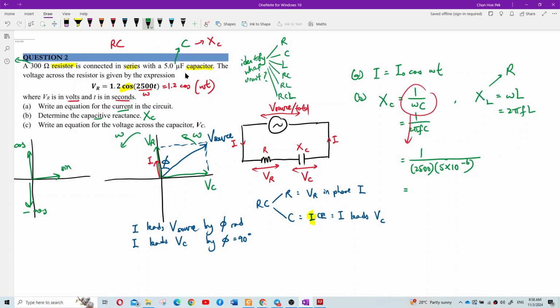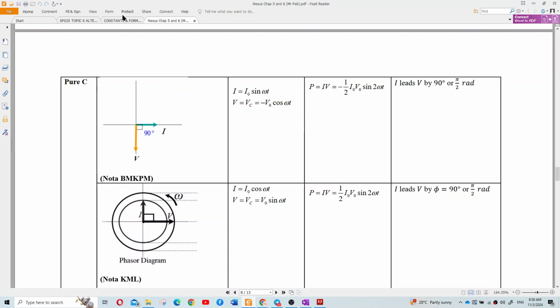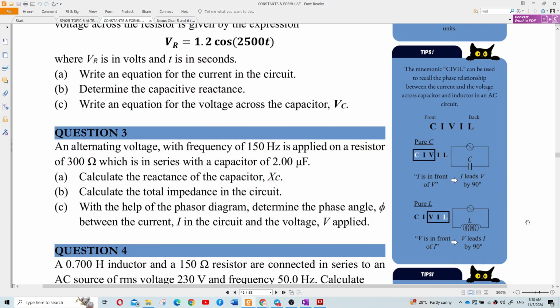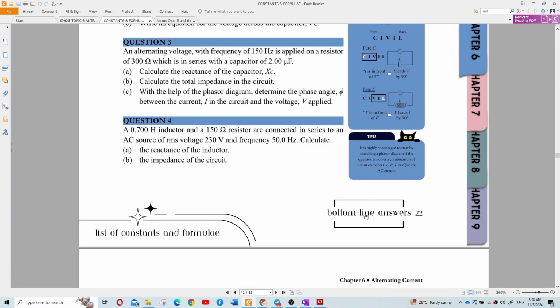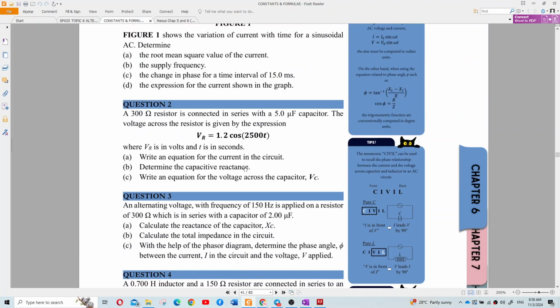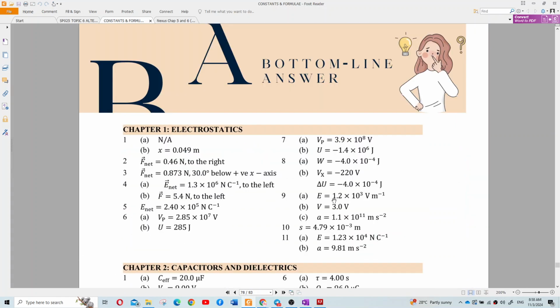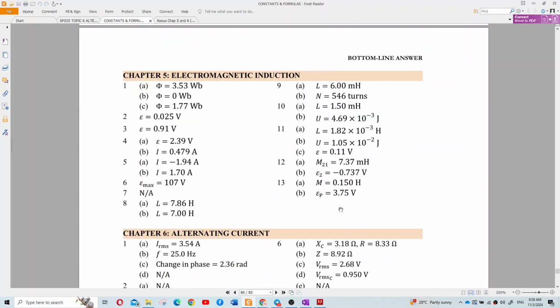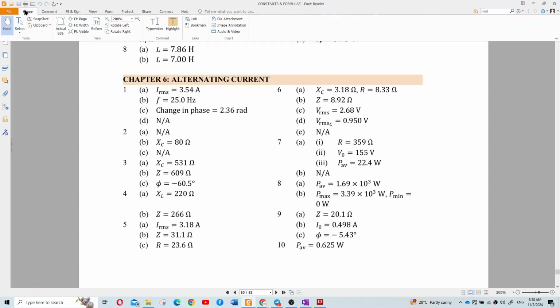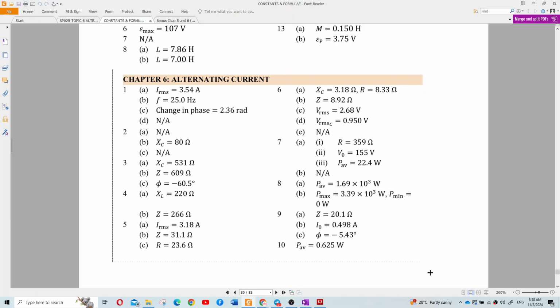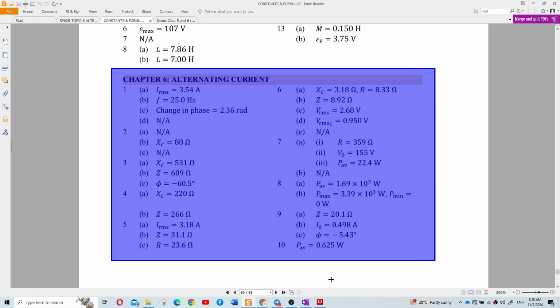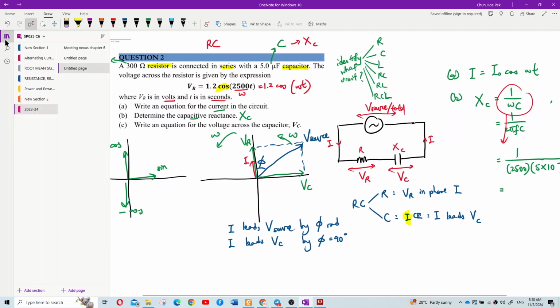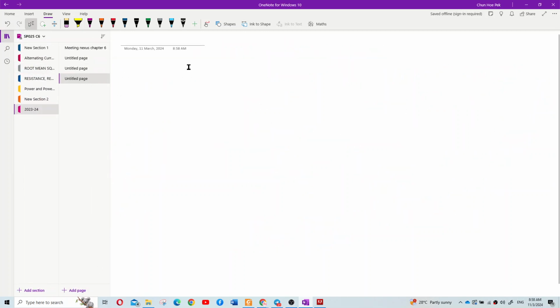What's the answer? Where is my calculator? Never mind, I think I just refer to the answer here. Where is the answer? Get the bottom line answer. So this is question 2, right? I think I take the whole picture here because I need it. I just put it somewhere here for me to refer.